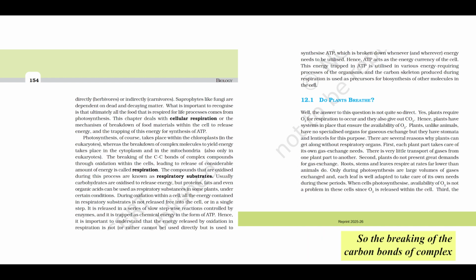So the breaking of the carbon bonds of complex organic compounds through oxidation within the cells, leading to a considerable amount of energy release, is precisely what we define as respiration. The specific compounds that are oxidized during this incredibly vital process are known as respiratory substrates. Usually, carbohydrates like glucose are the primary and most readily available substrates used to release energy. However, it's important for your competitive exams to remember that under certain conditions, or in specific plants or organisms, other macromolecules like proteins, fats, and even organic acids can also be effectively utilized as respiratory substances.